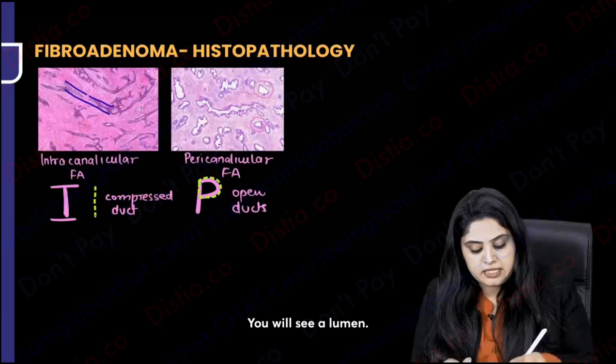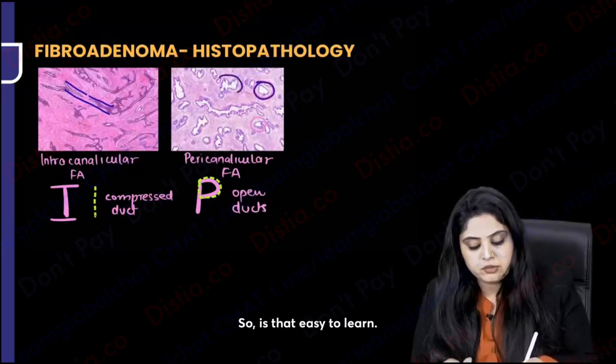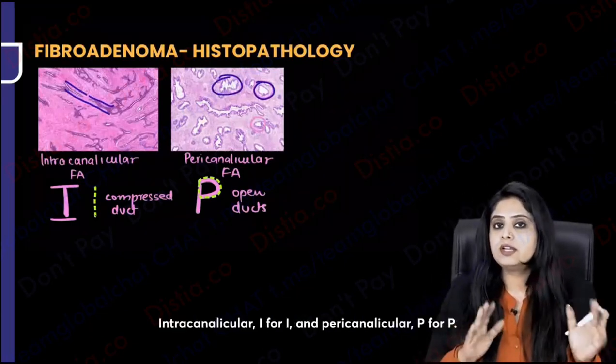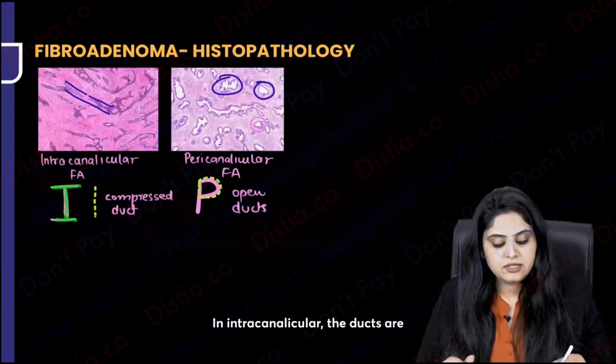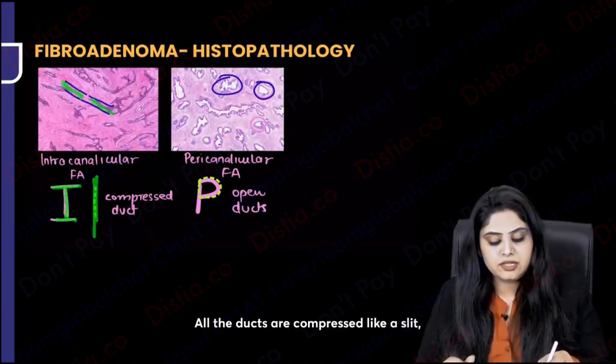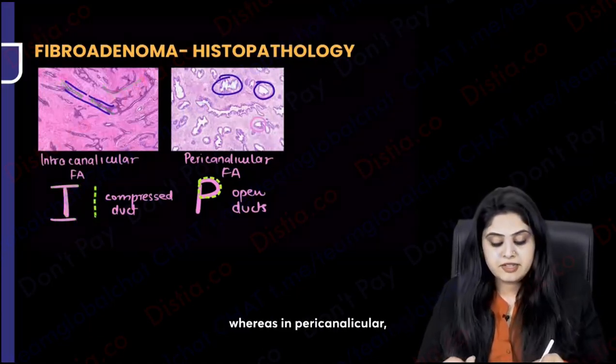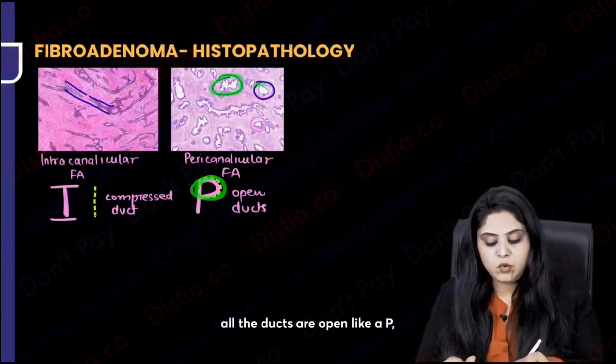You will see a lumen. They are definitely open out here. So is that easy to learn? Intracanalicular, I for I, and pericanalicular, P for P. In intracanalicular, the ducts are also going to look like an I. All the ducts are compressed like a slit. Whereas in pericanalicular, all the ducts are open like a P.